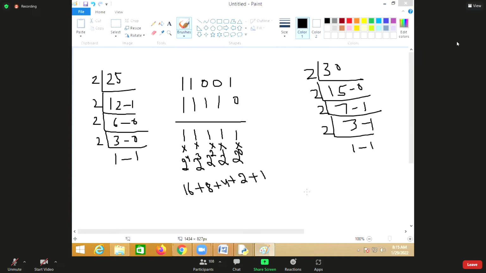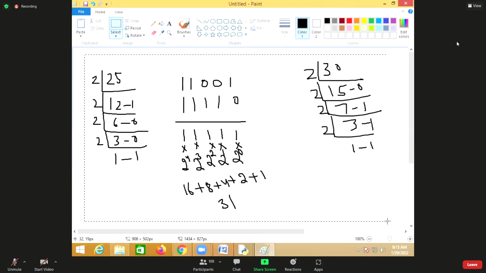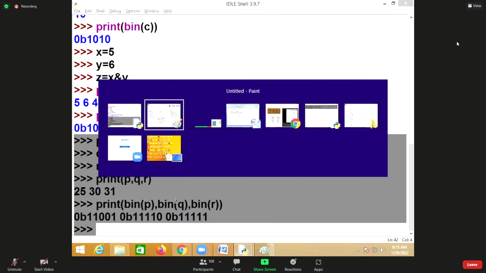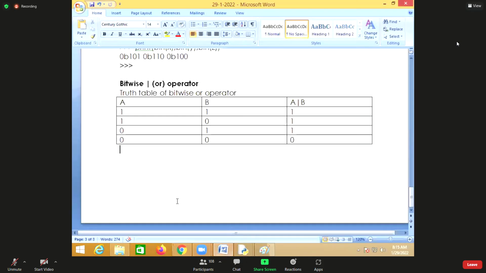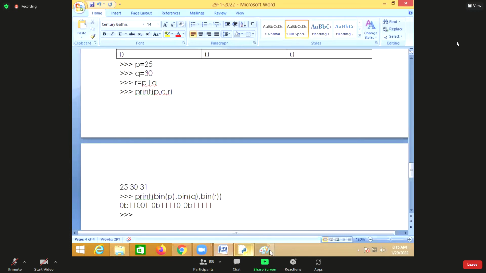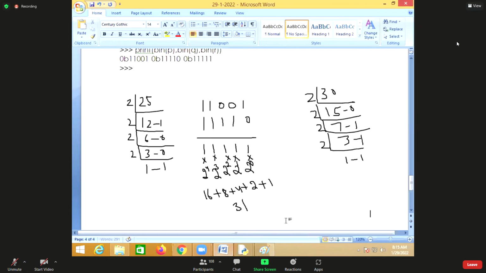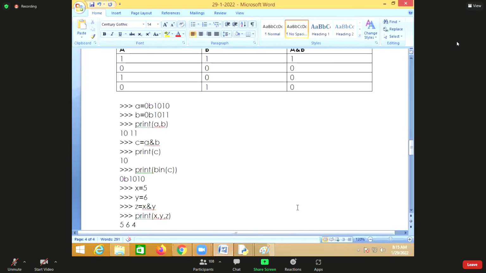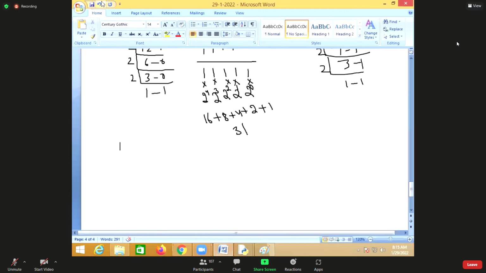Okay. Now 16 plus 8 plus 4 plus 2 plus 1. So what is the value here? 31. So what is the result of this? 31. This is how the conversion is done and manipulated. Now if you see this, this is how you have to do the conversion: binary to decimal, and again decimal to binary.